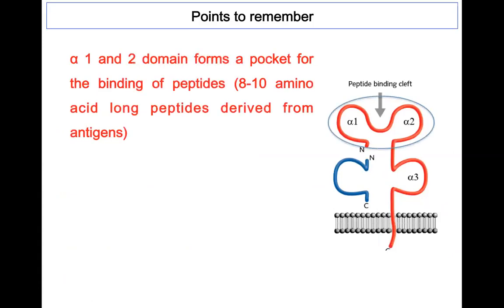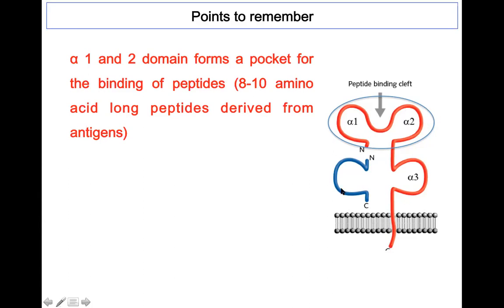If you go further, this is a point to be remembered in this topic. What is the function? I'm mentioning this as a point to remember because in our next lectures we will continue with how these antigens bind with these regions, or even how the T cells bind with these regions. So here we just remember where they bind. Alpha 1 and alpha 2 domains form a pocket for the binding of a peptide that is about 8 to 10 amino acids long, derived from the antigens. We call that region the peptide binding cleft, which lies between the alpha chain 1 and alpha chain 2.